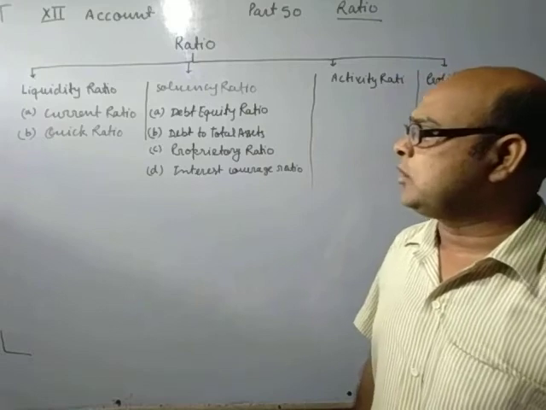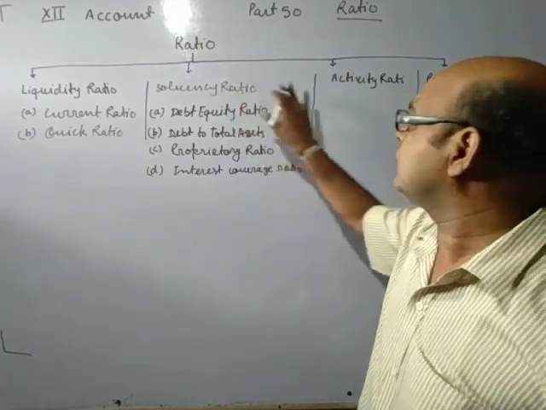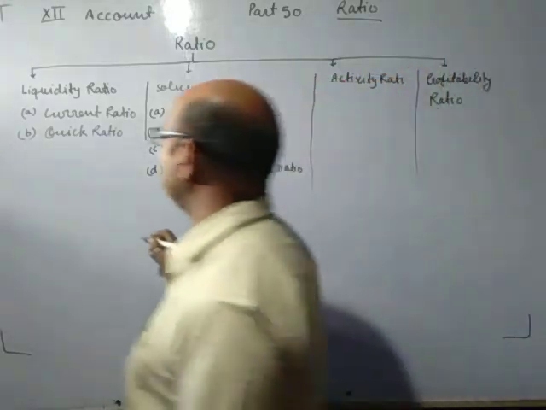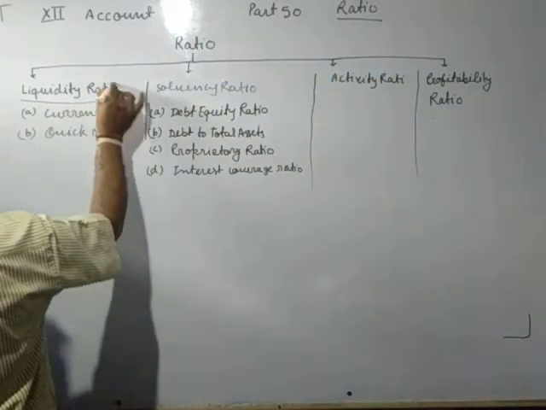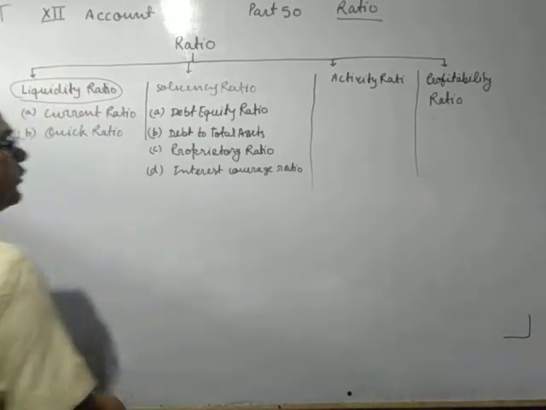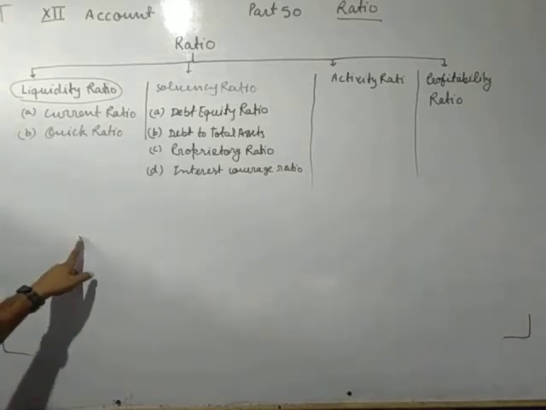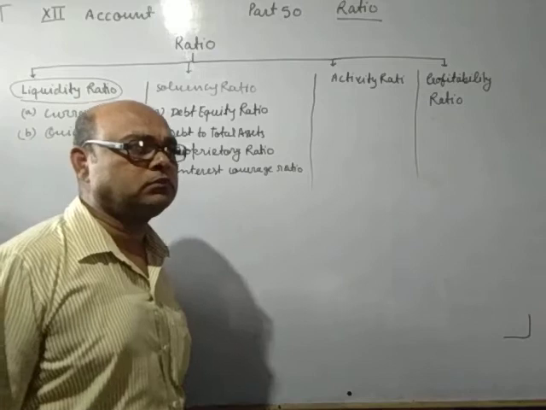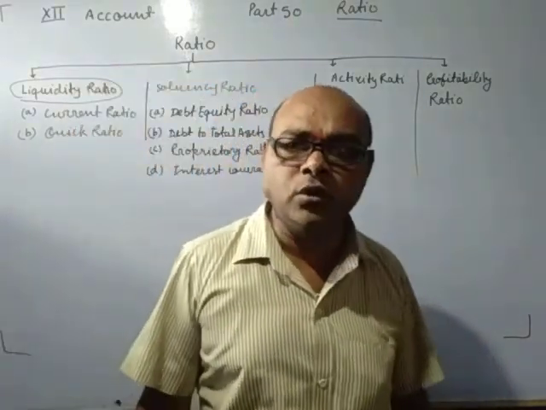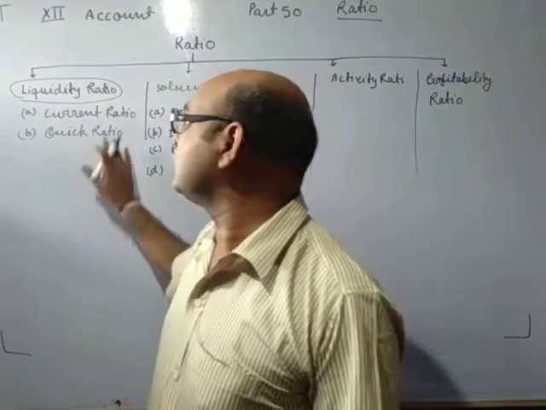From the management point of view, the ratio has been categorized into four parts. First is the liquidity ratio. Liquidity ratio is calculated to know the financial position of the company, that is, in the short term how the company will pay. So all the creditors or banks who provide short term loans to the firm are always interested to know about the liquidity ratio.